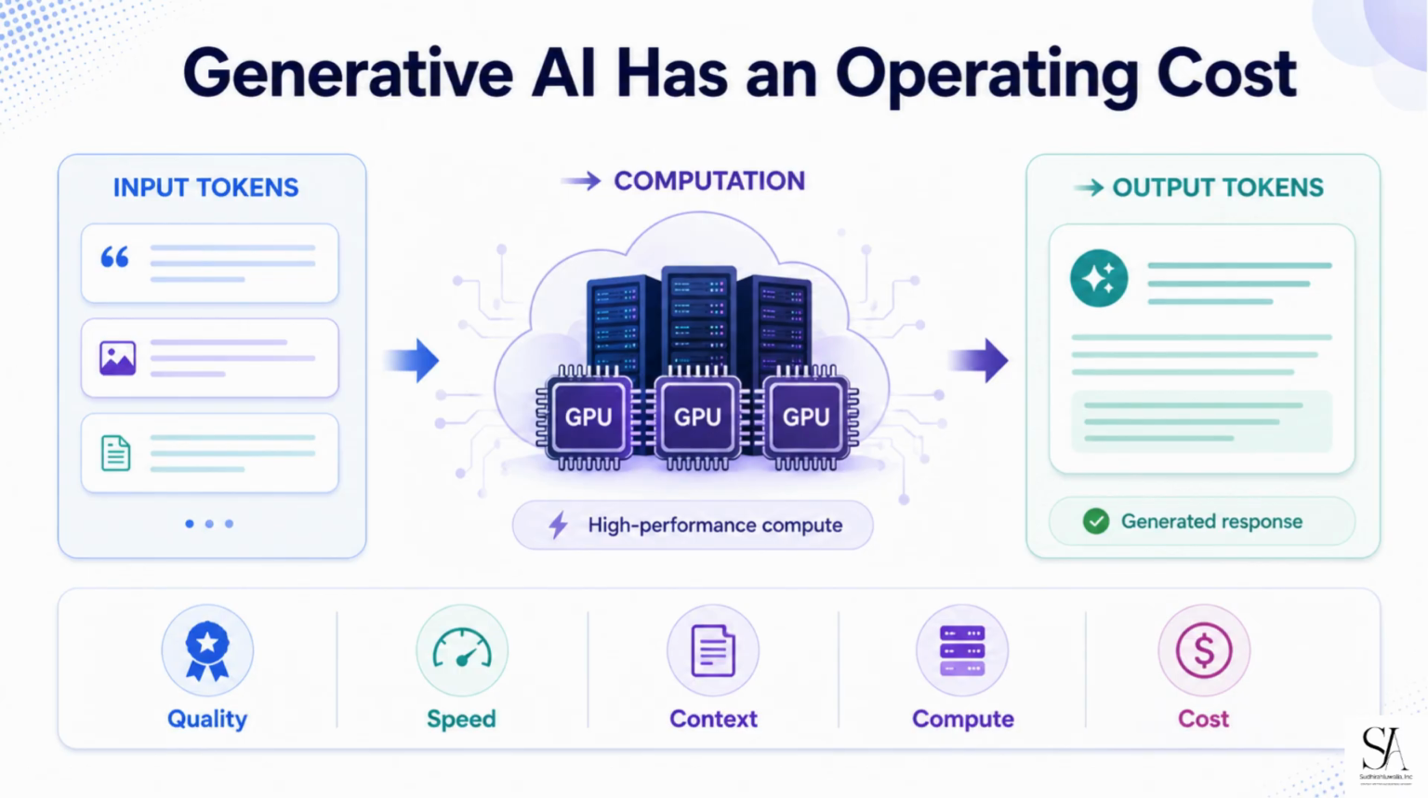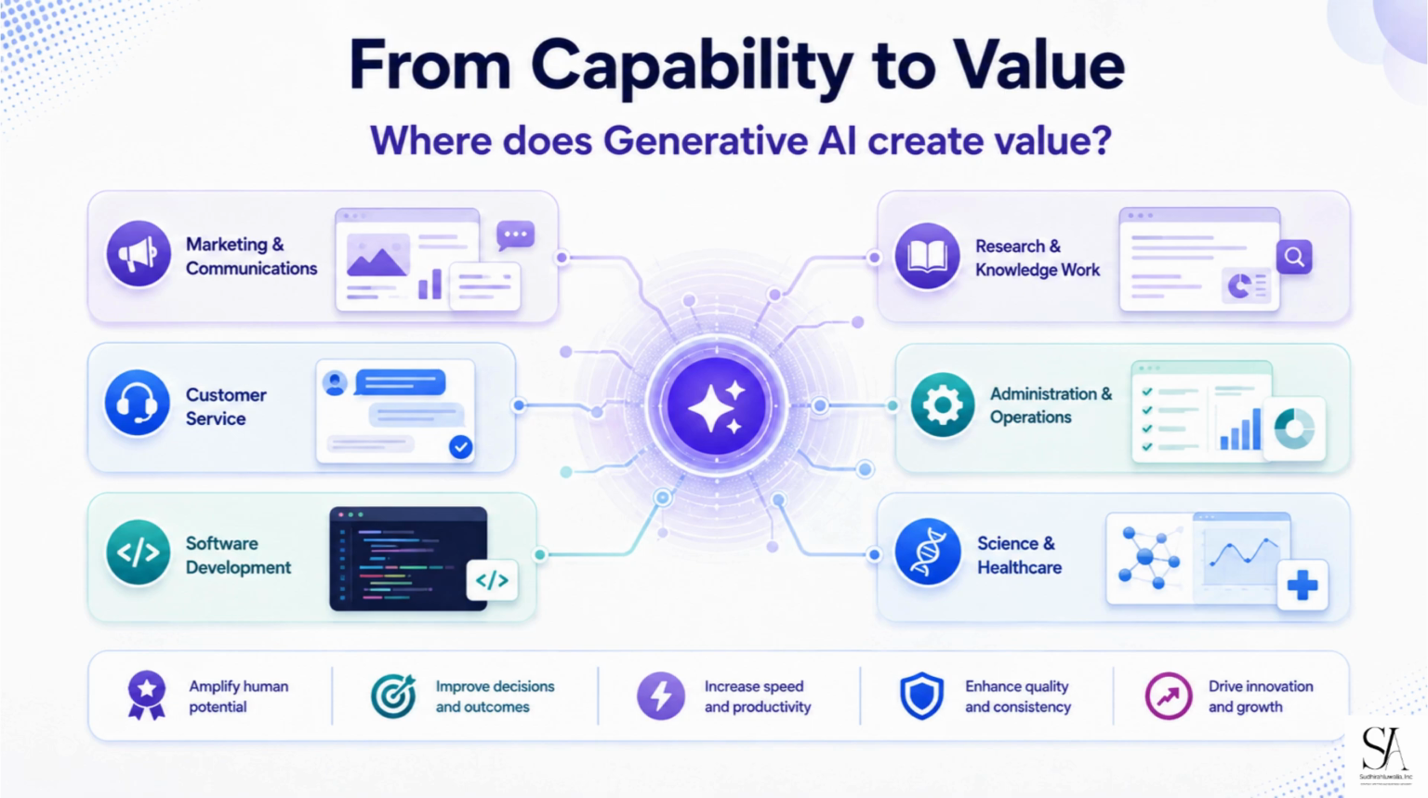Generative AI at work. Its applications, benefits, limitations, and methods for improving reliability. In the previous section, we looked beneath the surface of generative AI. We examined tokens, inference, context windows, probabilistic generation, and the computing resources required to produce an output. We can now turn from how the technology works to a more practical question. Where does generative AI create value, and what should we understand about its limitations before relying on it?